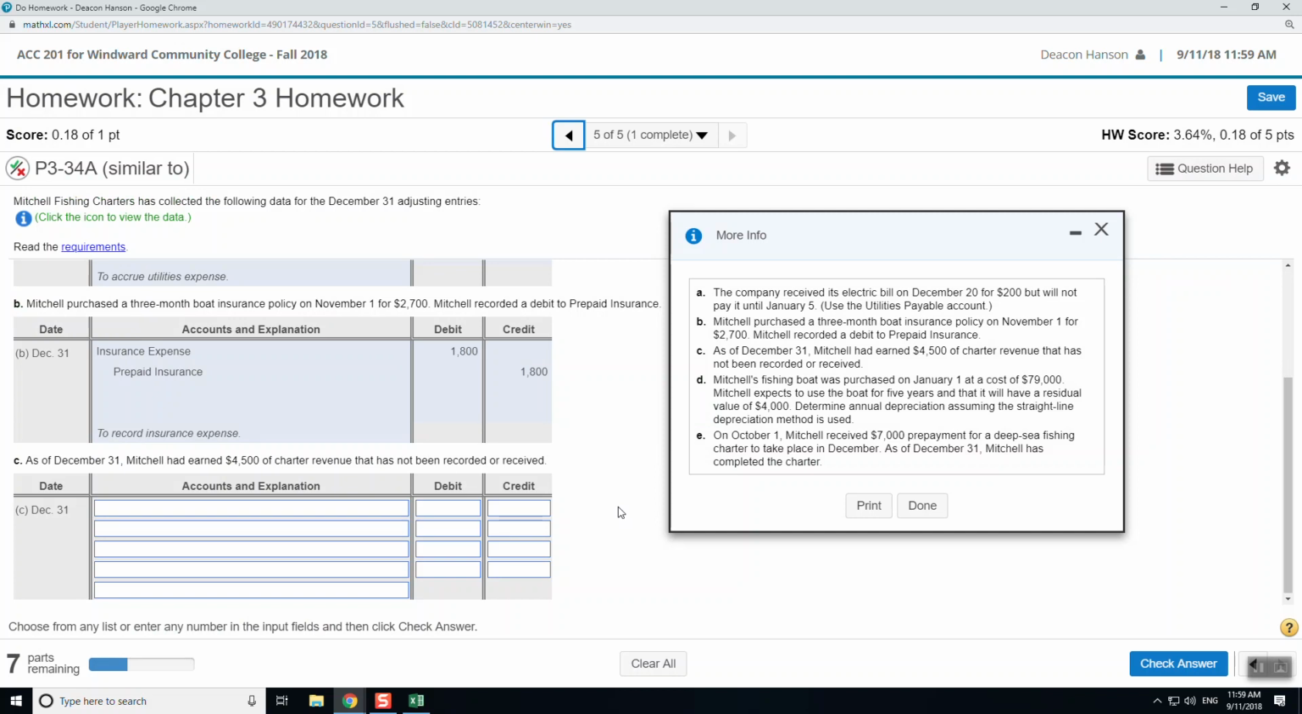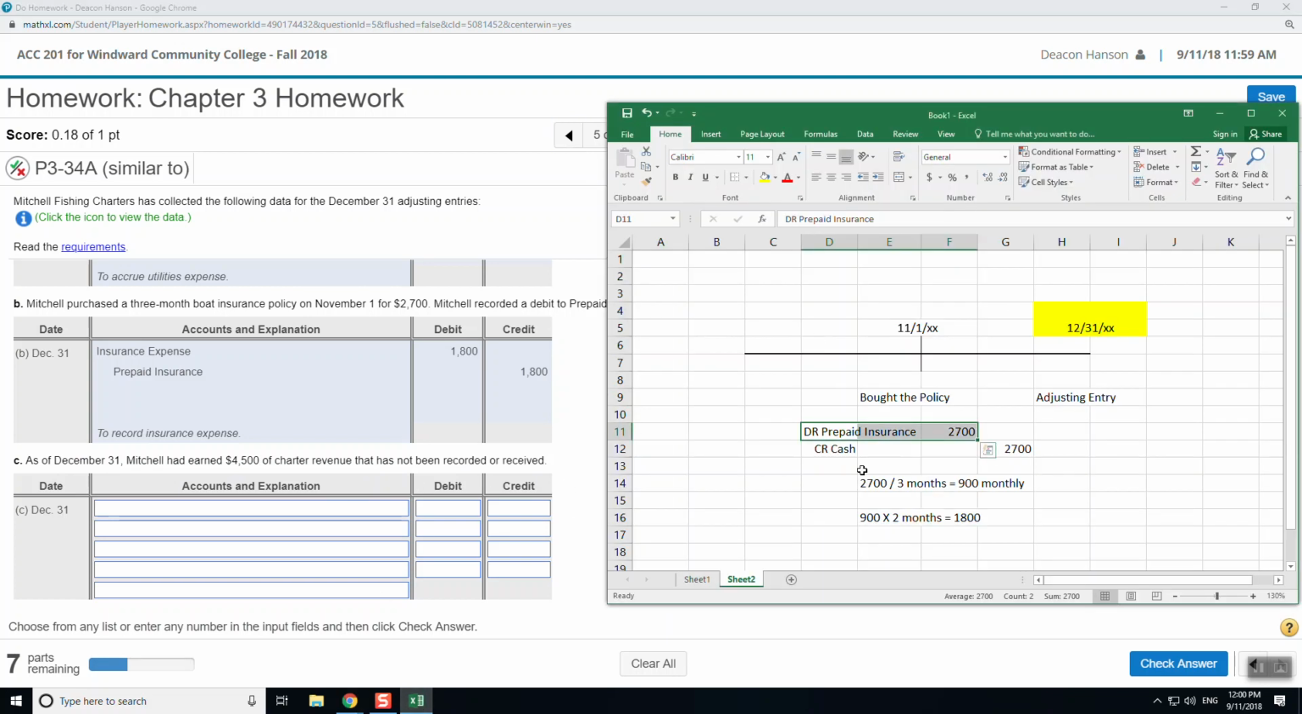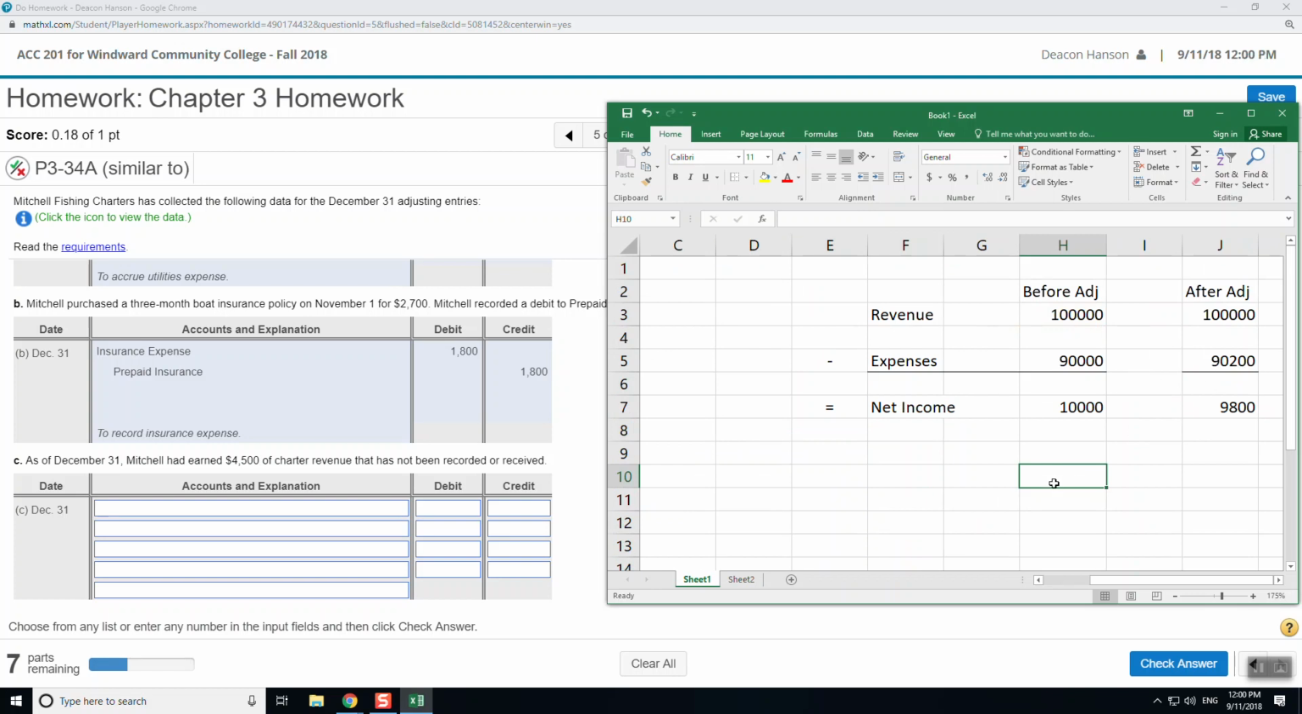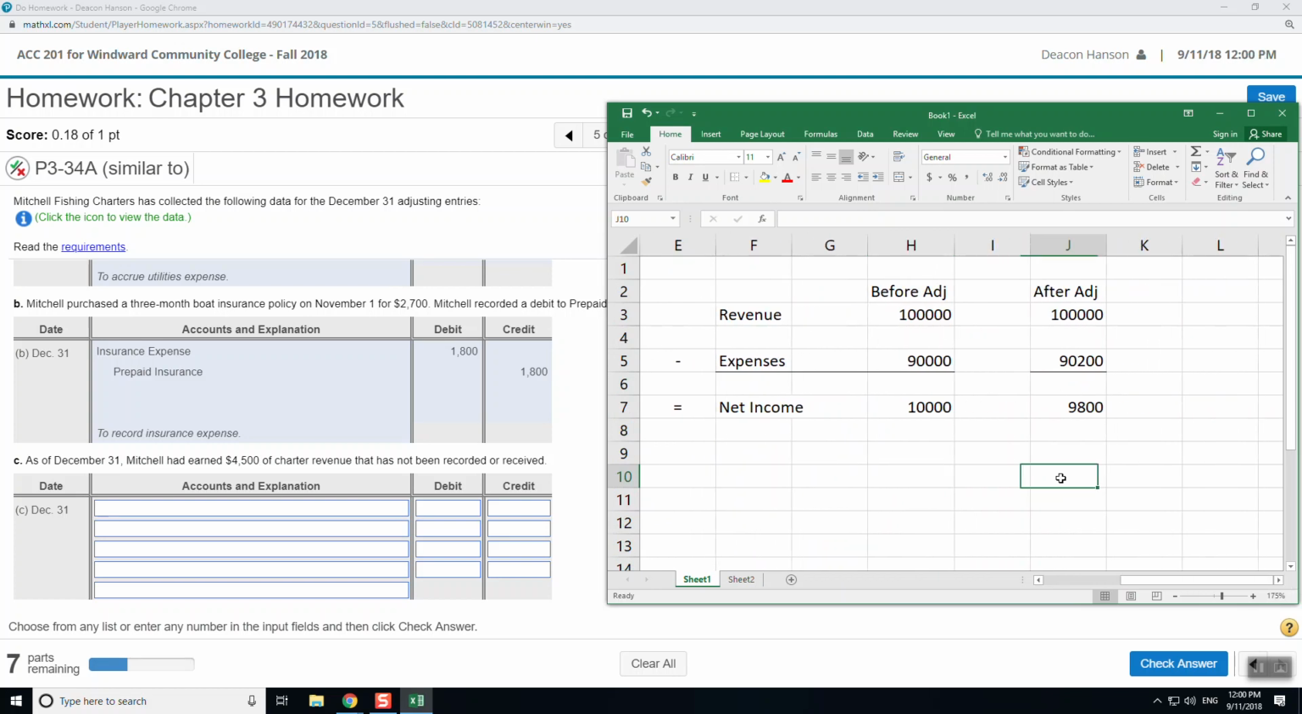Okay. Now, as of December 31st, Mitchell had earned $4,500 of charter revenue that has not been recorded or received. Okay, this is going to be an example of accruing revenue. If I don't make this entry, if I don't put that $4,500 in revenue on my income statement, what's going to happen to my net income? It's going to be understated, right?